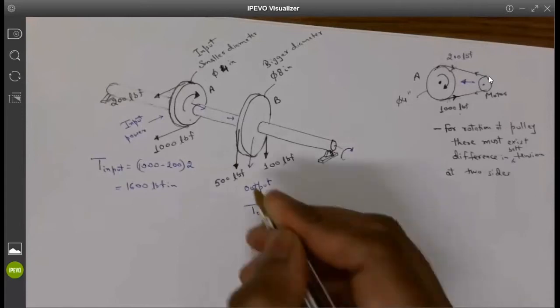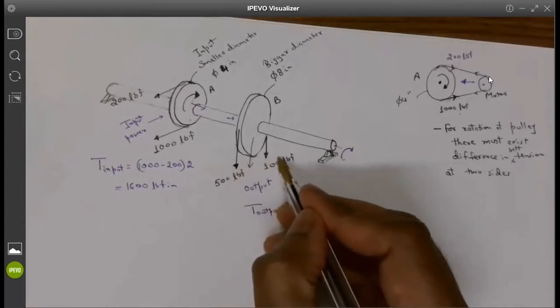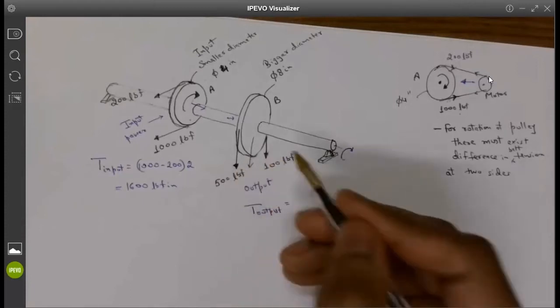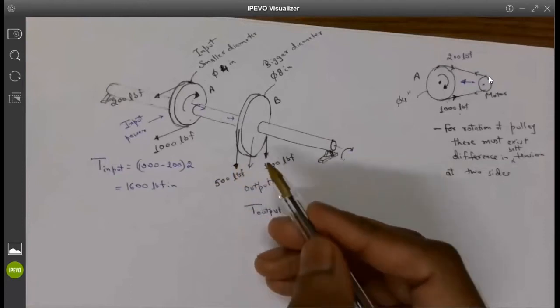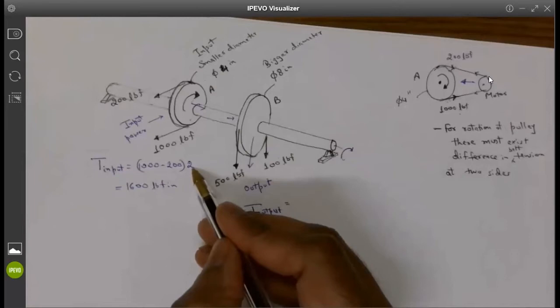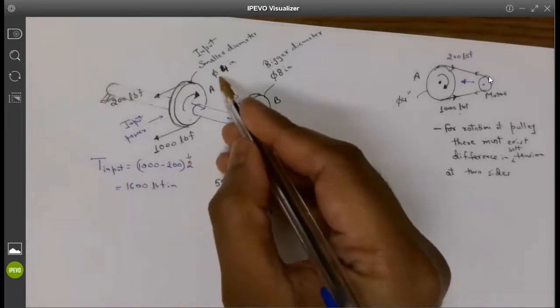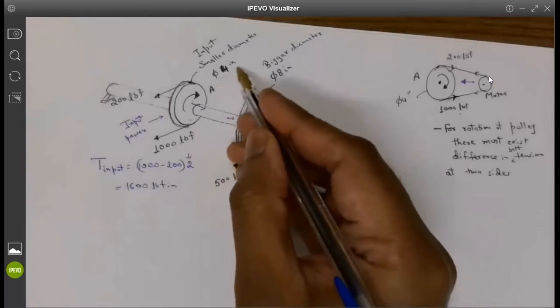And the output would be, again, the same formula, where you have the difference in the tension of the loose side and the tight side. Is it 4 inches or 2 inches? So it is the radius, so force times radius. Is it 4 inches in diameter or 2? 4 inches in diameter.